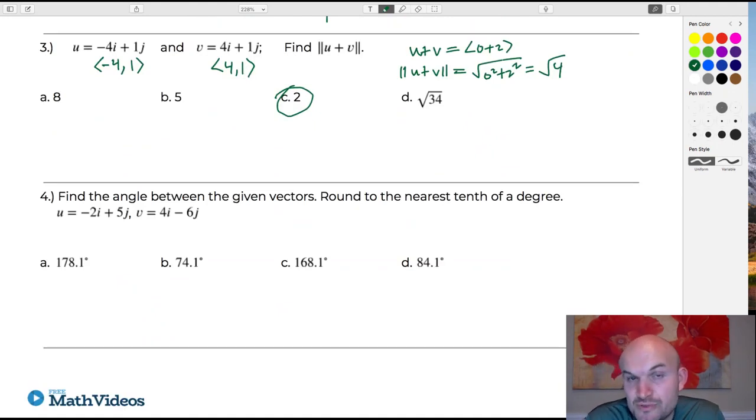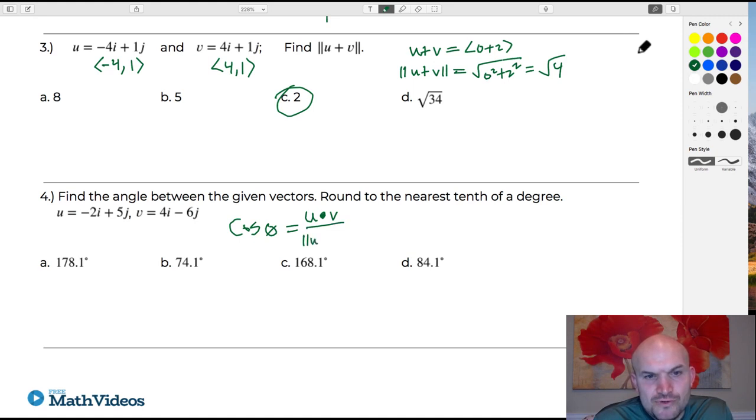And then the last one is one that we didn't really cover as much, but it's basically finding the angle between two vectors. And there is a formula for this, which you need to use your calculator, typically. So cosine of theta is the dot product of u dot v all over the magnitude of u times the magnitude of v. Now that's actually a product. This is using the dot product.